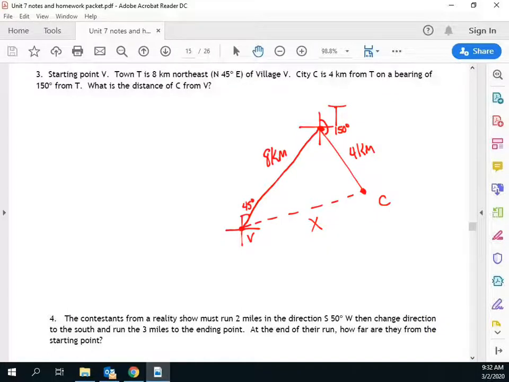Now let's go ahead and zoom in on the top section there at Town T. We've got 2 angles again that we have to figure out. So anybody want to start with one angle? Yes, Johnny. He's right. This is 45, and that's 45 inside. Good.